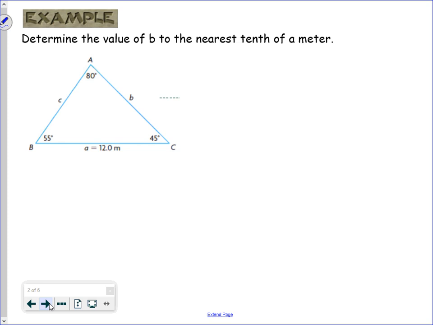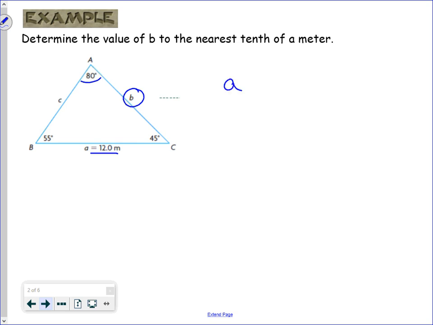In this example, we want to determine the value of b, so lowercase b, which means the side B, to the nearest tenth of a meter. So that's 1 decimal place. So what we're looking for is side B. We want to figure out how long that is. So we need to have another angle and side that we already know so that we can create our proportion. So here we have angle A of 80 degrees and side A of 12 meters. So we're going to start with that.